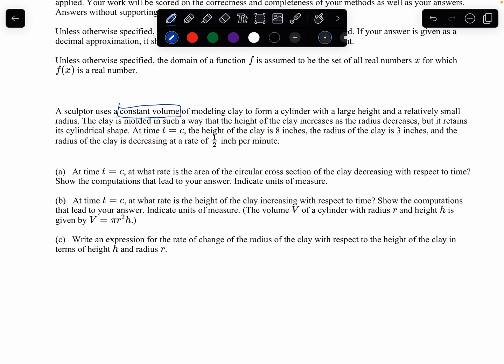So we're going to say h is equal to 8, and the radius of the clay is equal to 3. And the radius of the clay, so I'm going to say dr/dt, is equal to −1/2 inch per minute. And this is all inches.